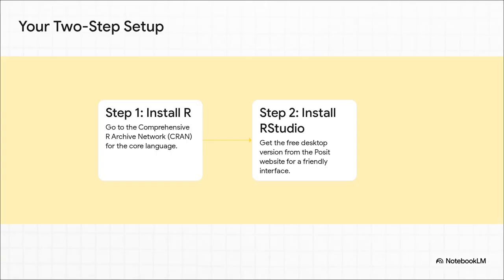Simple as that. And getting them is just a simple two-step process. Seriously. First, you'll download the R engine from a place called CRAN. That's the official, totally safe home for all things R. Second, you'll head over to the Posit website. They're the folks who make RStudio, and grab their free desktop version. And that's it. You are ready to go.